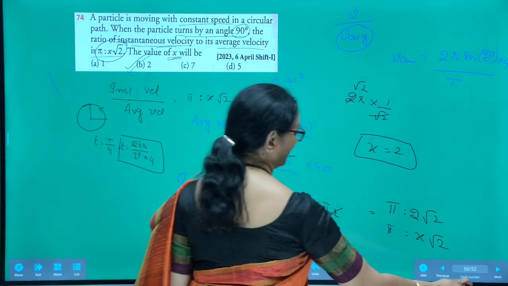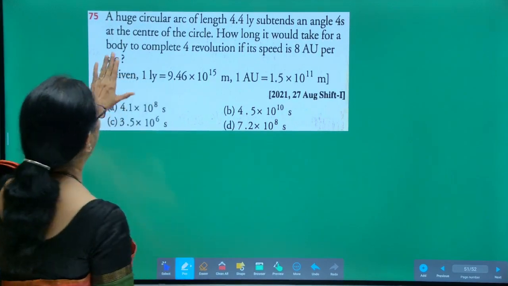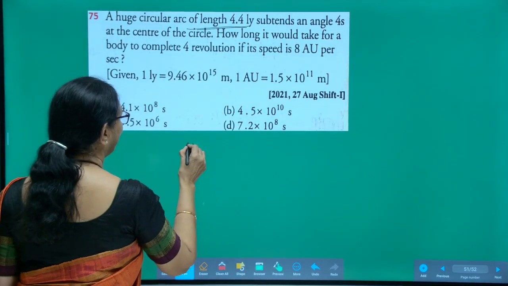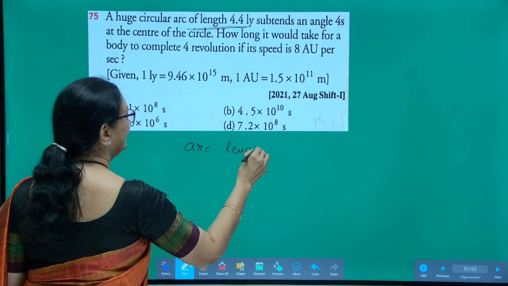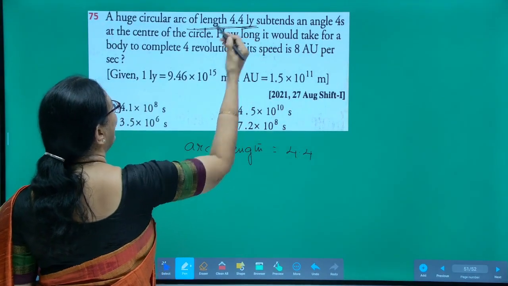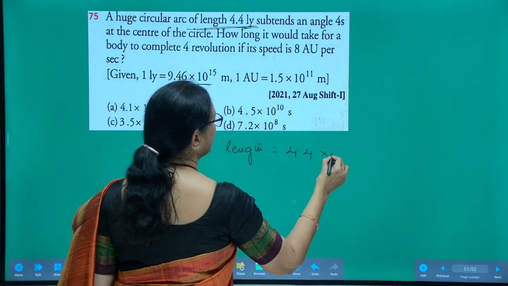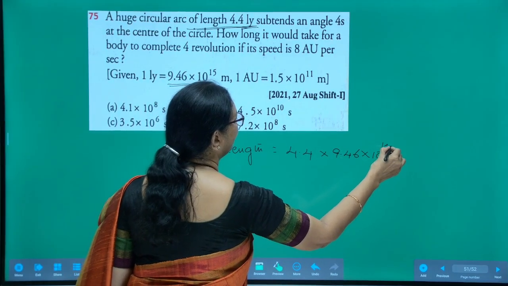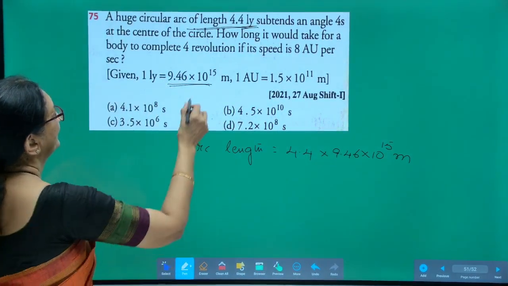Okay. Now, let us move on to the next problem. A huge circular arc of length 4.4 Ly. Ly is light years. 1 light year is given as 9.46 into 10 to the power of 15 meters. That is the arc length given.